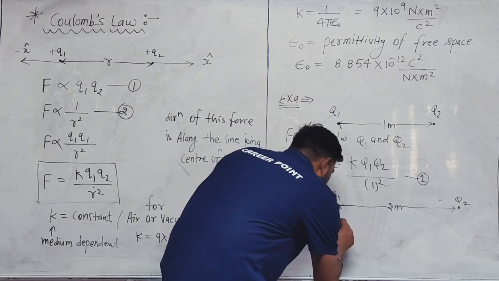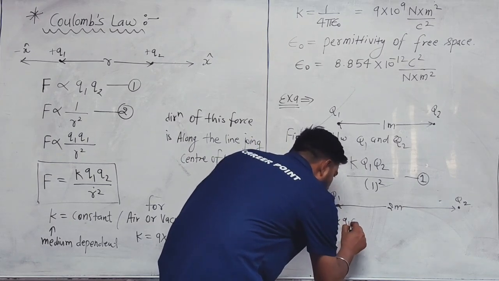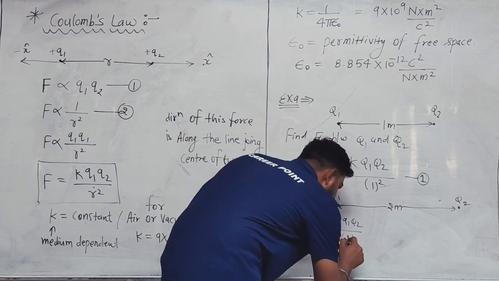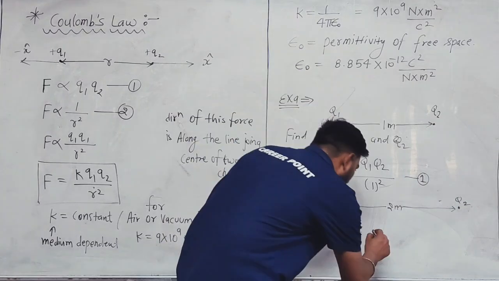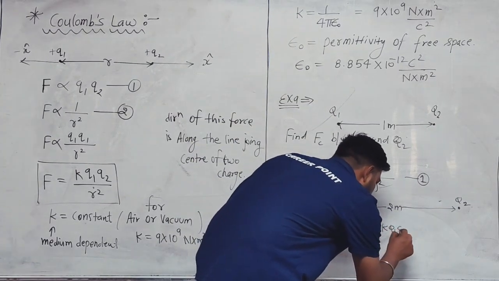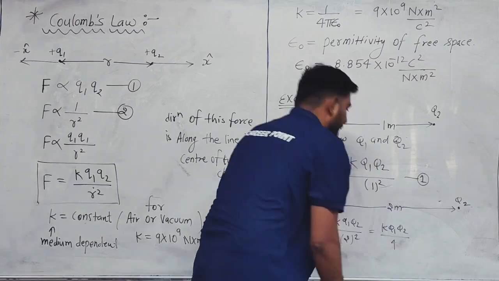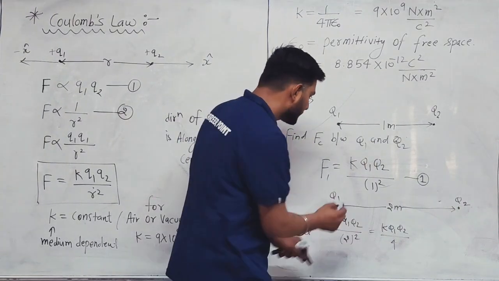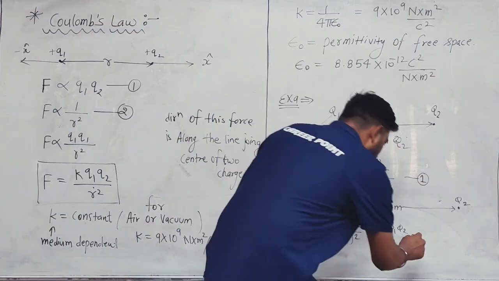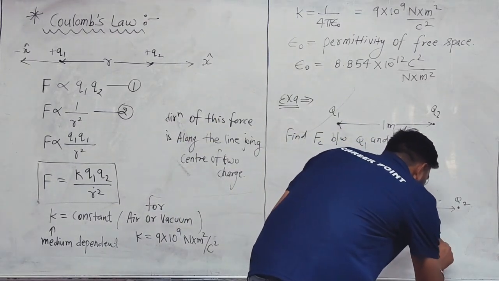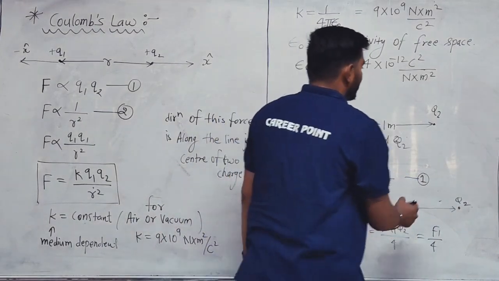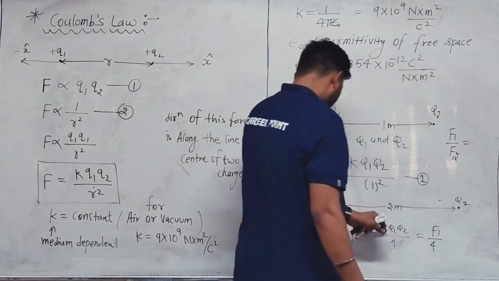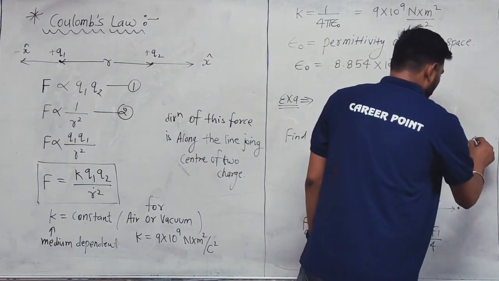So F2 will be what? K Q1 Q2 by R square. What is R square? 2 meter square. That means it will be K Q1 Q2 by 4. And what is the value of F1? F1 is K Q1 Q2. So F2 is F1 by 4, and F1 by F2 will be 4:1.